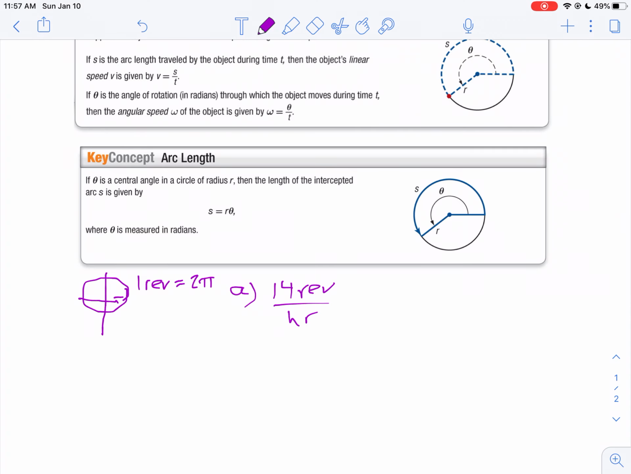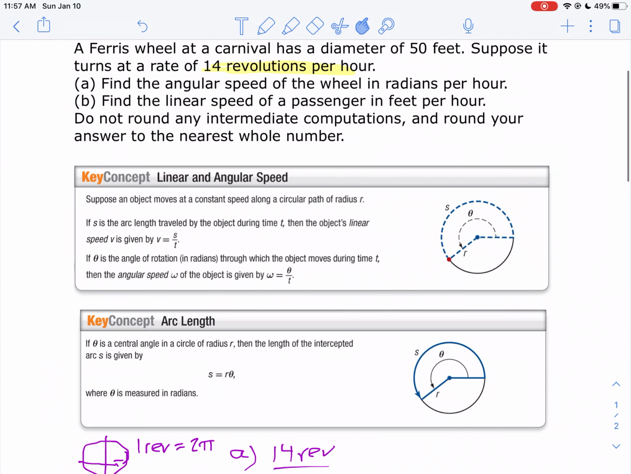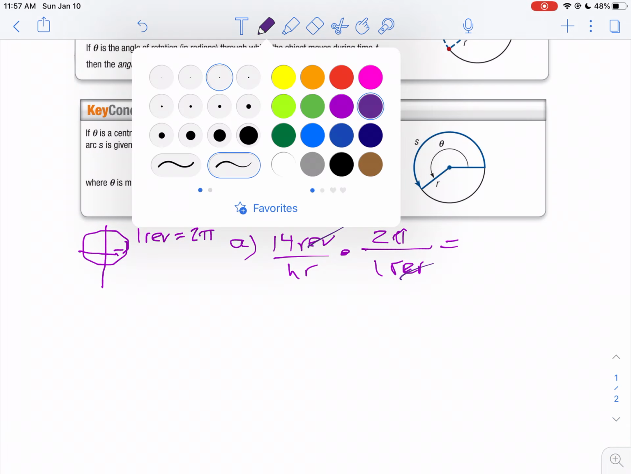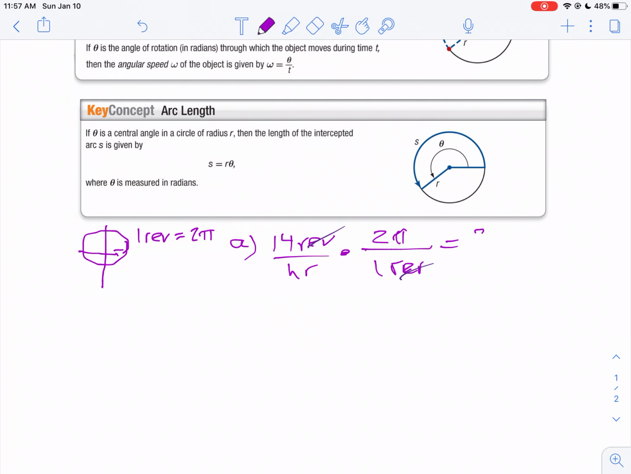The question asks for that angular speed in radians per hour. So I'm going to change it to radians per hour. I'm just going to do some stoichiometry here. We know in one revolution there are 2 pi radians. So notice my revolutions cancel by using unit fractions. And so we get 28 pi radians per hour. And that's the answer to the first question.